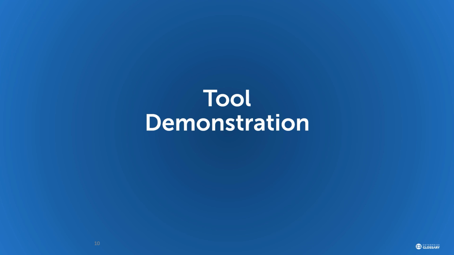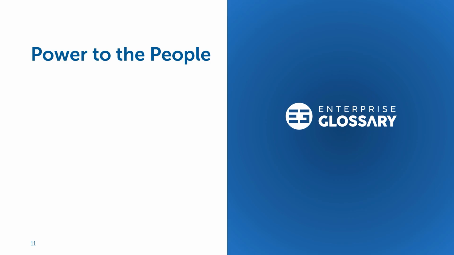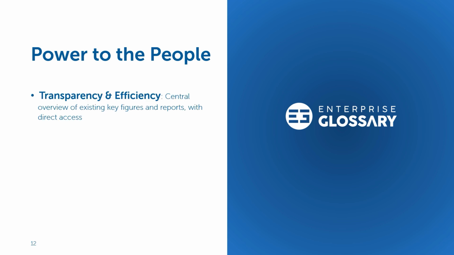In summary, the Enterprise Glossary empowers end users. It allows them to independently overview all available KPIs, reports, and dashboards and directly access them from the glossary, as we've seen with the SAC story. This shortens search times and promotes the reuse of existing reports rather than creating new ones.